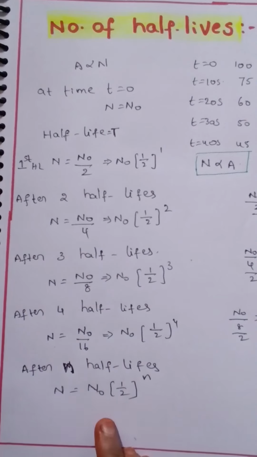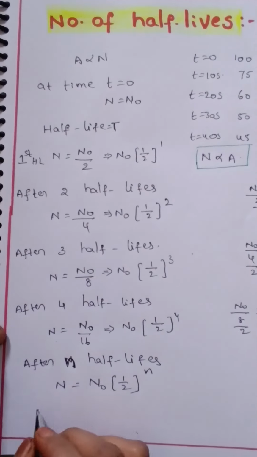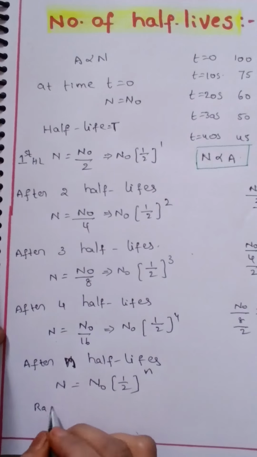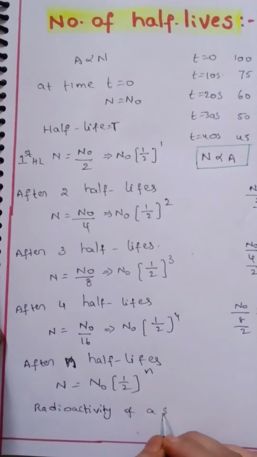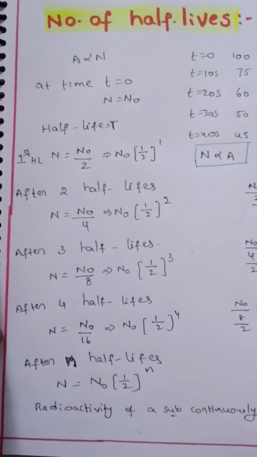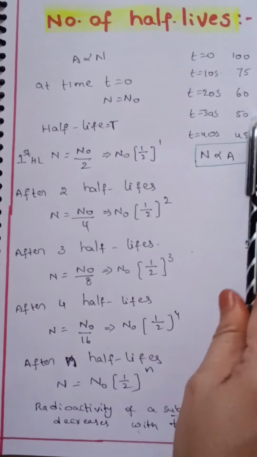This expression shows the radioactivity of the substance continuously decreases with time. So that means we can say, the radioactivity of a substance continuously decreases with respect to time. As time is increasing, the radioactive substance disintegrates. Disintegration depends like this.